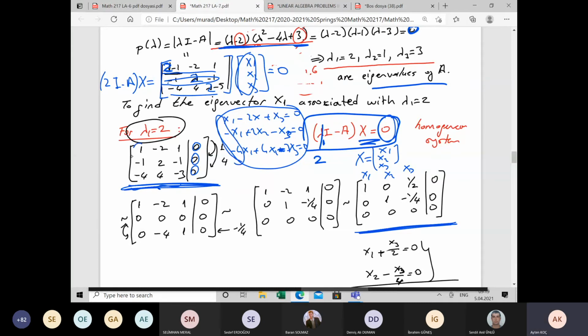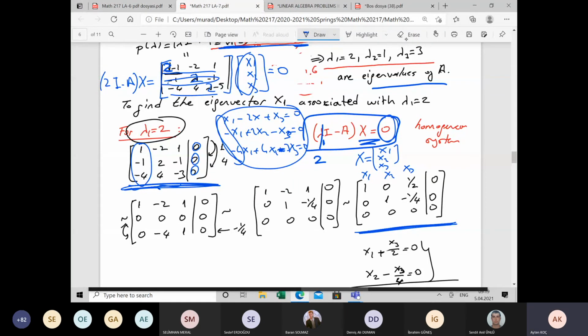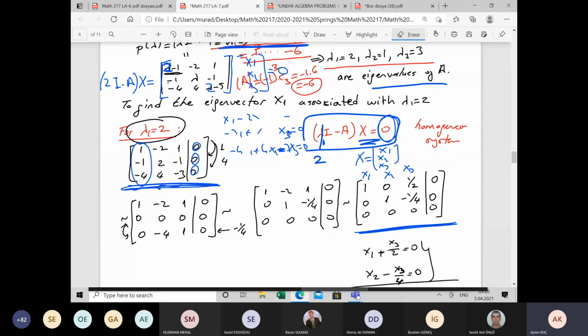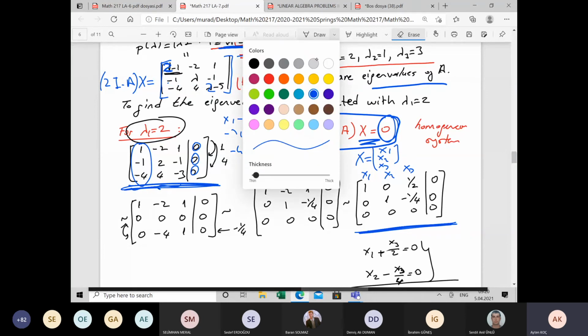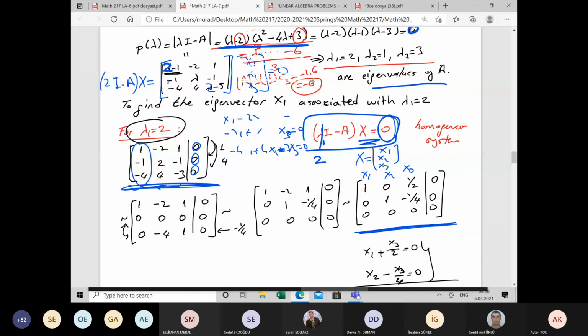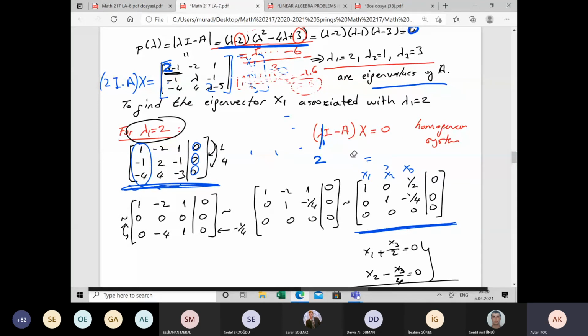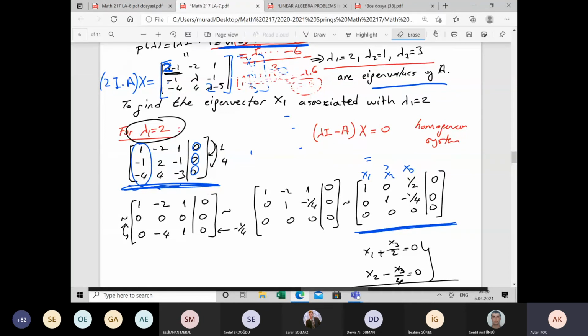So we obtain the coefficient matrix, apply the elementary row operation, and then we obtain the solution. So the solution here, x1 and x3, x2 and x3. Write the corresponding equation. This one gives x1 plus x3 over 2 is 0, and this one gives this one.